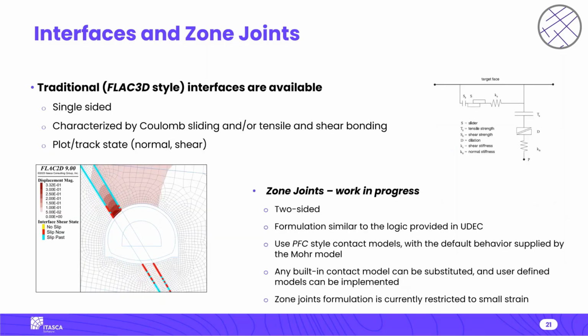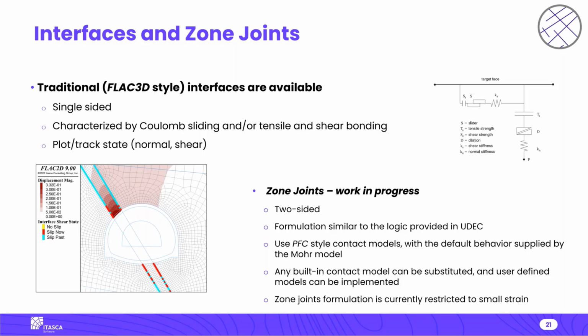FLAC2D allows people to use interfaces, same as in FLAC3D. So we have traditional FLAC3D style interfaces. They are single-sided though. They're characterized by Coulomb sliding and tensile and shear bonding. You can plot and track the state of the interfaces, for example, normal and shear state.